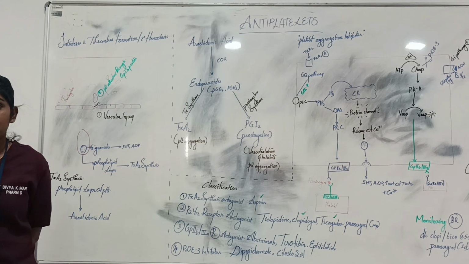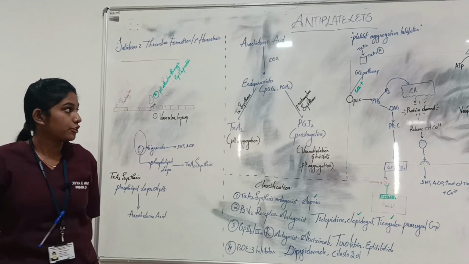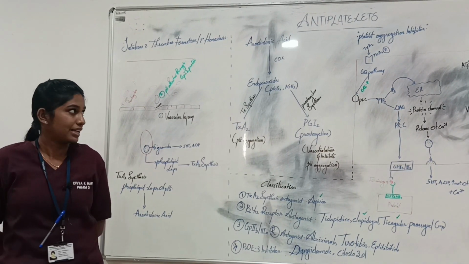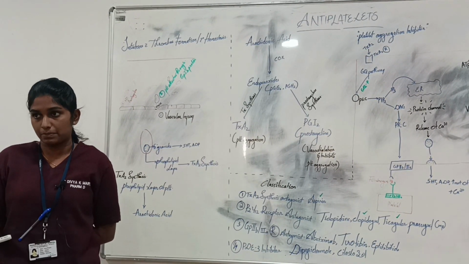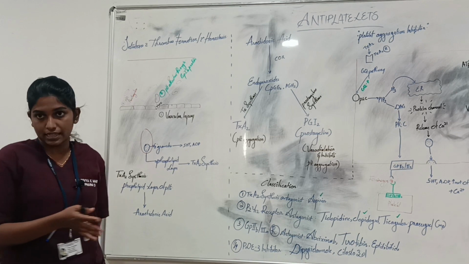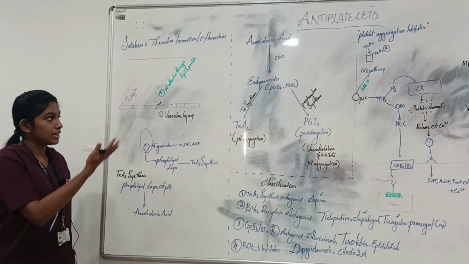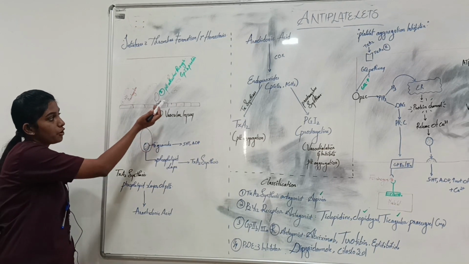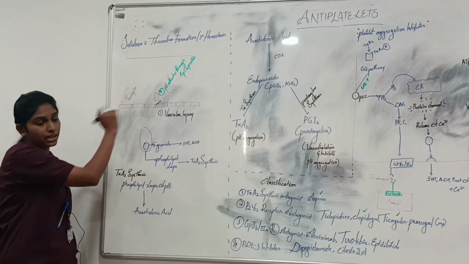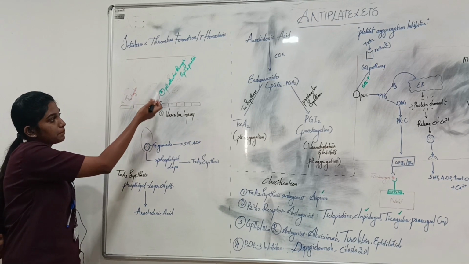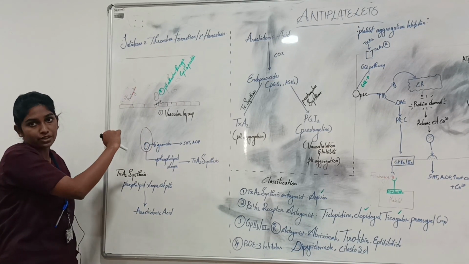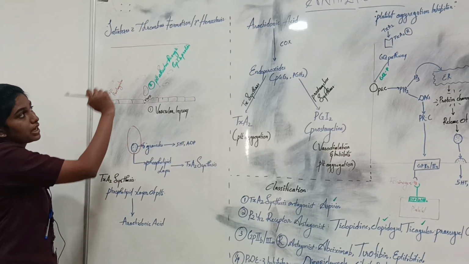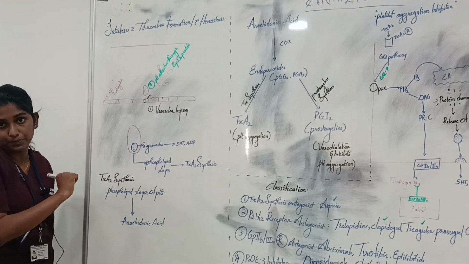So we have platelet plug formation. Before discussing antiplatelets, let's briefly revise platelet plug formation so that you get a basic idea. There is a vascular injury, the collagen gets exposed, then the von Willebrand factor is released and attaches to the collagen, and the platelet attaches to the von Willebrand factor through the GP1B protein.